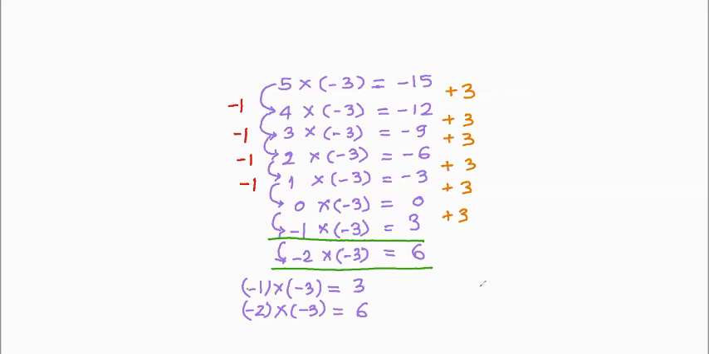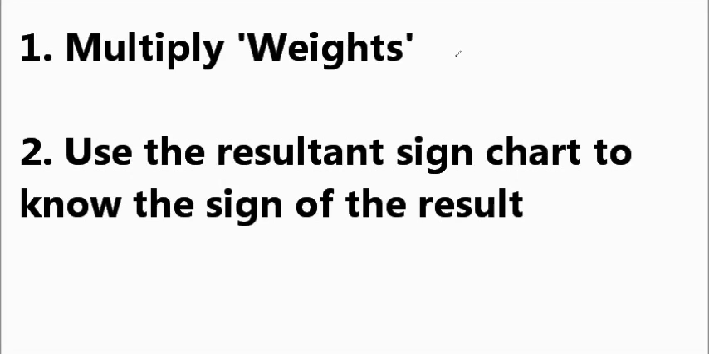And then we use the chart. So using the chart, we find the sign. Here minus, minus, the same sign always results in plus, positive. And that's how we are getting the positive sign here. So we have seen that multiplication of integers is also a successive addition. And when we multiply integers, we multiply the weights, and for the signs, we follow our usual chart.